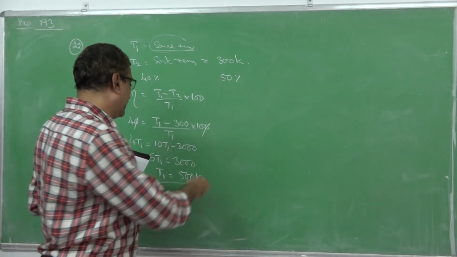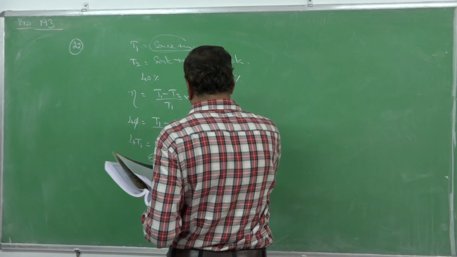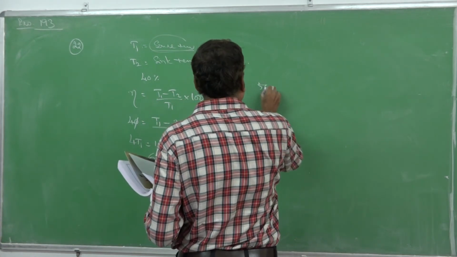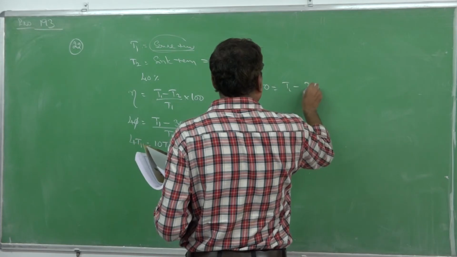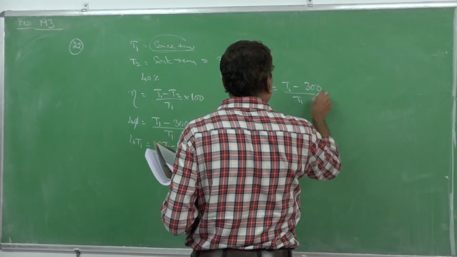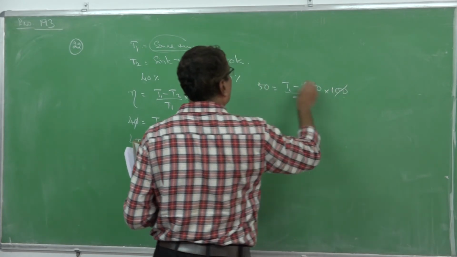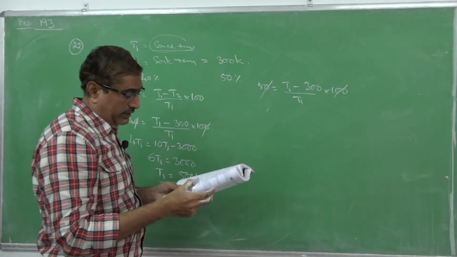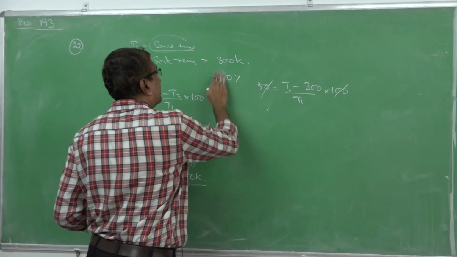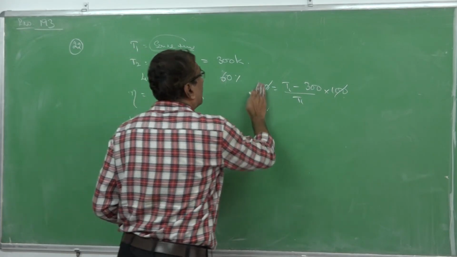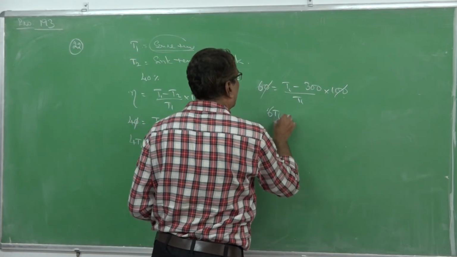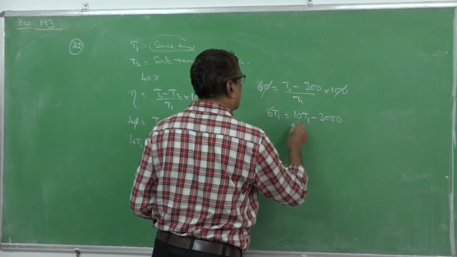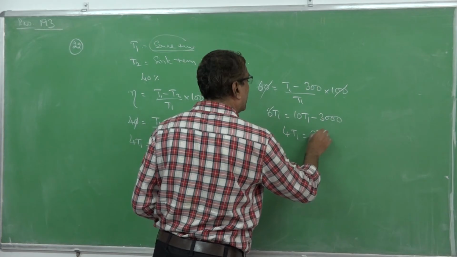So calculate T1 for 50%. Same formula, using 50 is equal to T1 minus 300 by T1 into 100. So in this case 5... 50% or 60%? Sorry, 60%. So 6 T1 is equal to 10 T1 minus 3000. So this is 4 T1 is equal to 3000.